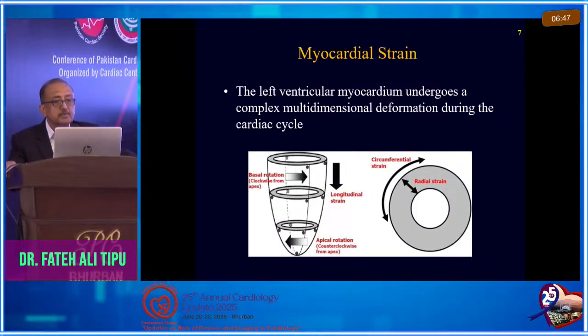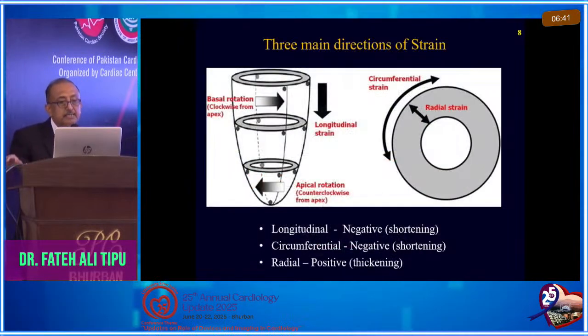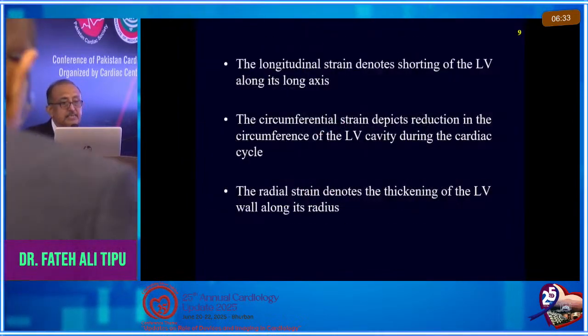Actually, the left ventricular myocardium undergoes a complex multi-dimensional deformation during the cardiac cycle. And there are three main types of strain. One is the longitudinal strain, the other is the circumferential strain, and the third one is the radial strain.